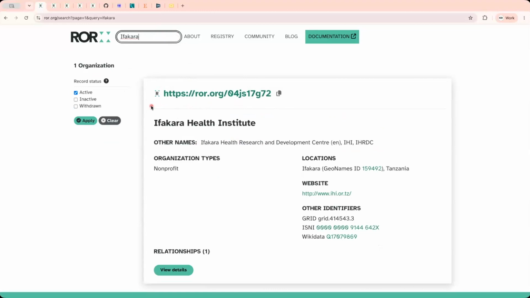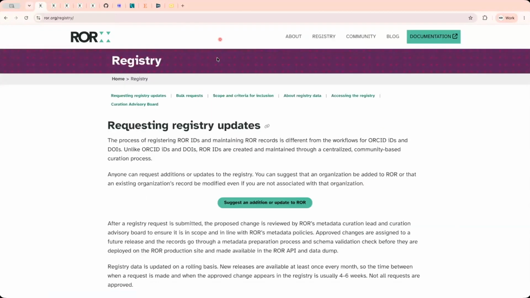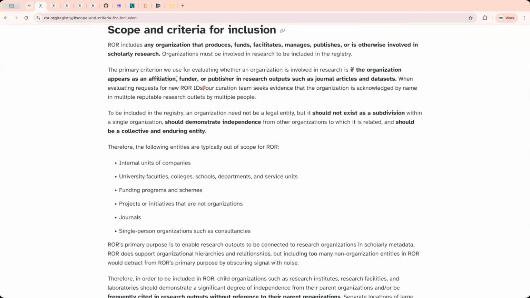On to tip number 2. If the organization doesn't already have a ROR ID, one useful step to take before requesting a ROR ID is to make sure that the organization is in scope for ROR. You can find information about what's in scope for ROR on the registry page of our website at ROR.org/registry. Remember that ROR is the research organization registry, which means that ROR is a registry of research and funding organizations.